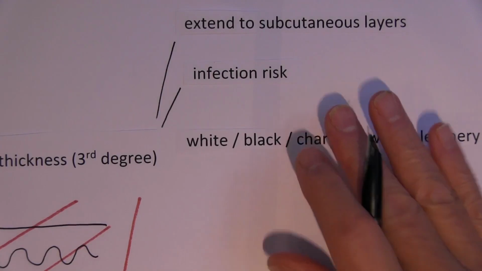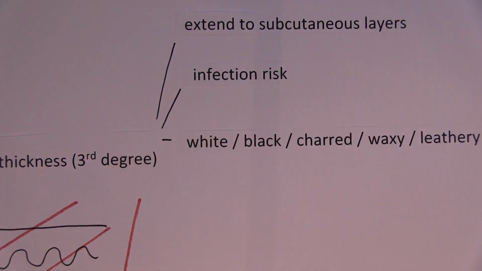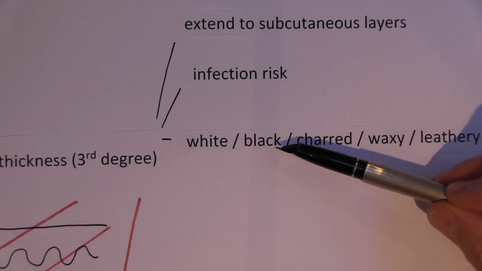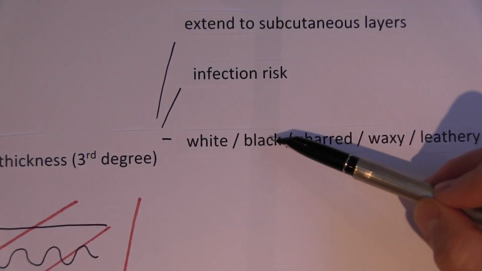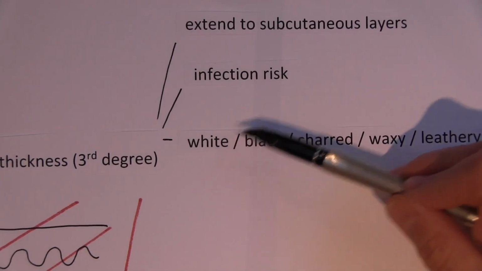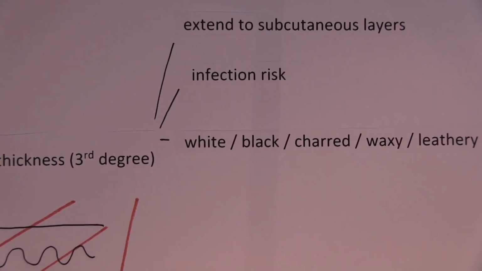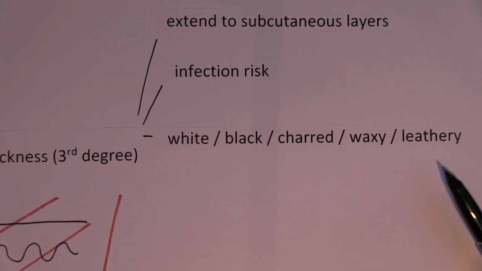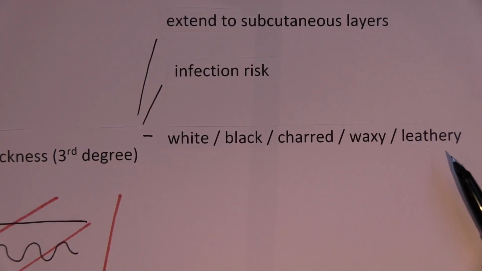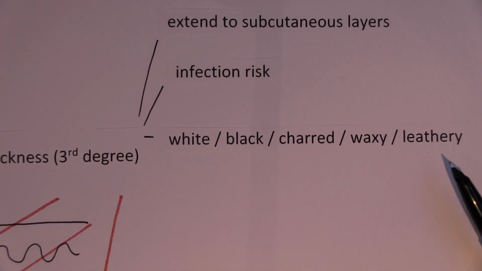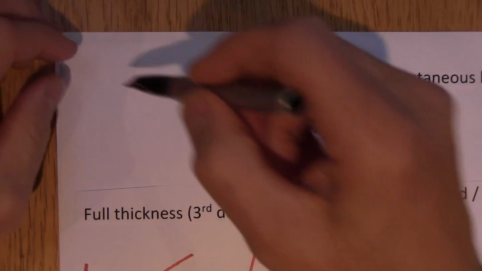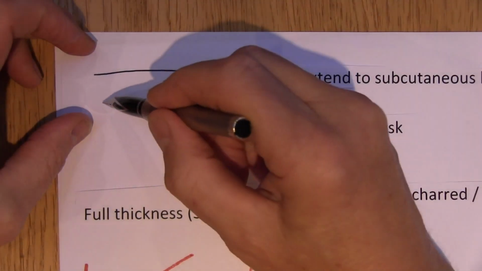Very often they can look white, especially initially, depending on what caused them actually. Other times they're charred. I mean, if it's pure heat, there's nothing to blacken it really. Very often they just look like a dead, waxy sheet of tissue, dead tissue. But they can appear black and charred. Sometimes this waxy appearance, and they can kind of look like leathery, like old leather. So different appearances.